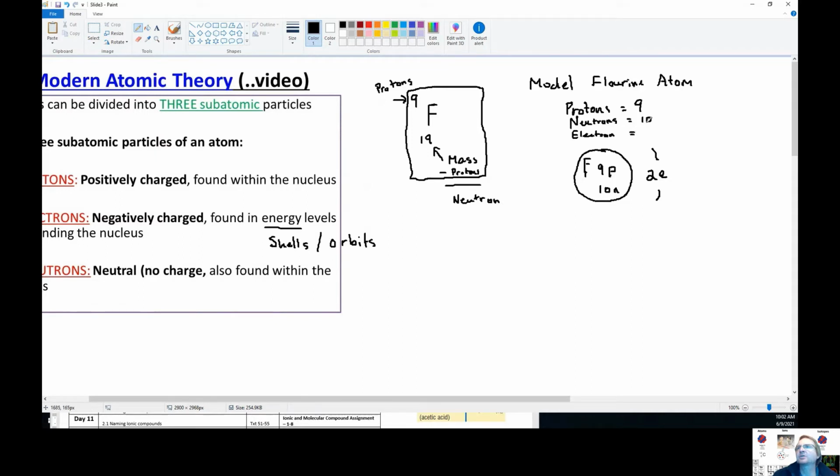And the electrons, it's an atom. Remember, atoms are electrically neutral. If protons are all positive, if we have 9 positives, to make it electrically neutral we need 9 negatives because electrons are negative. Oh yeah, that makes sense.